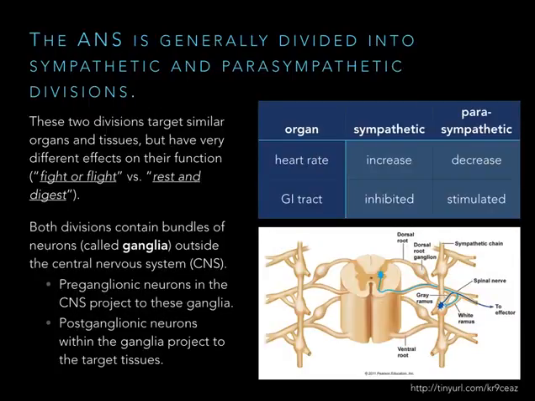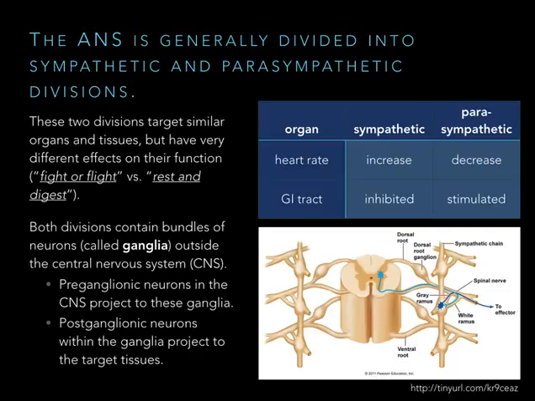Okay, so for example, these two divisions of the autonomic nervous system, sympathetic and parasympathetic, are going to have opposite effects on your heart rate. When your sympathetic nervous system is activated, you're going to have an increase in your heart rate. Oh, I gotta do something, I'm stressed. Parasympathetic will decrease it. Okay, relax. There's no reason to run around. Just calm yourself and digest.